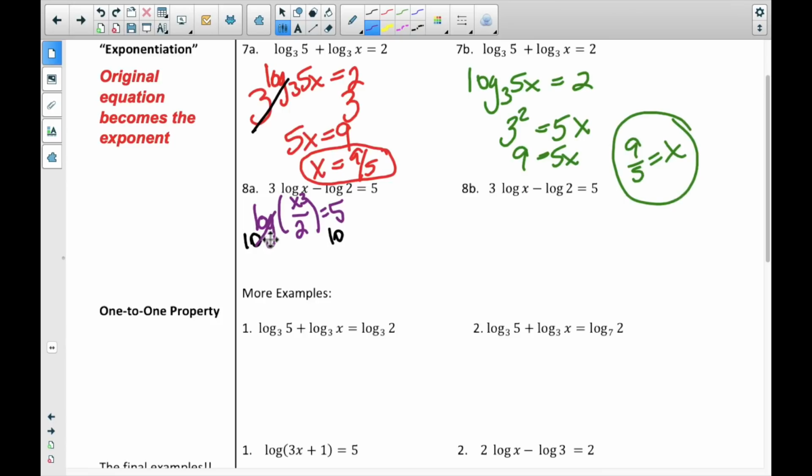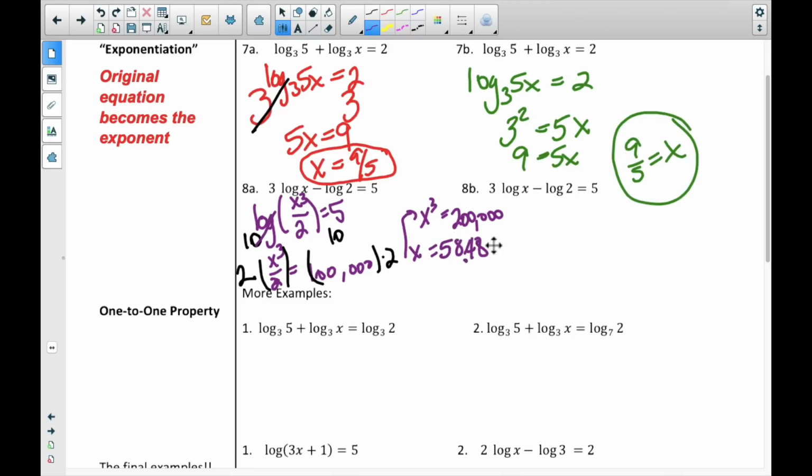My log base 10 and my 10 are going to cancel each other out. And so on the left-hand side, all I have is x to the third over 2. On my right-hand side, I have 10 to the fifth. 10 to the fifth is a 1 followed by 5 zeros. I need to solve this. To solve this, I'm going to multiply times 2 on both sides. So I get x to the third is 200,000. So I need to take the cube root of 200,000. And the cube root of 200,000, you pull out your calculator and plug that in, and you get 58.48. So that is the cube root of 200,000.